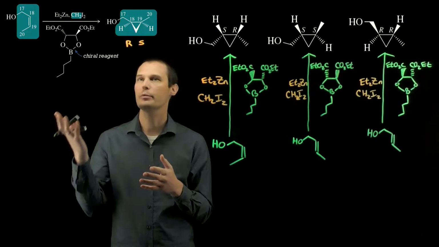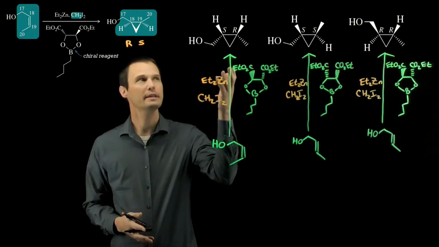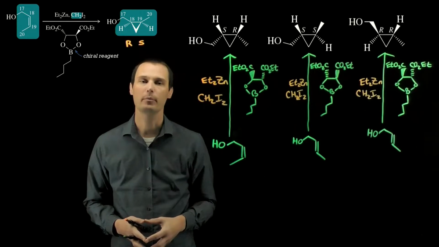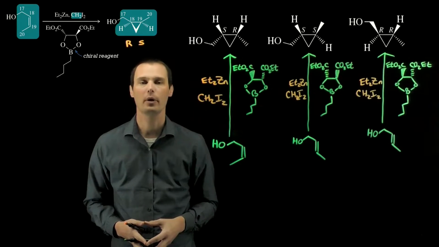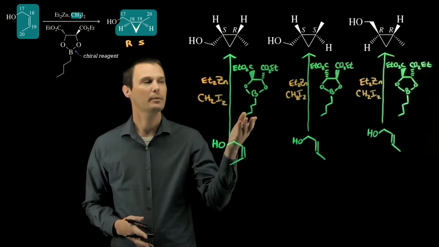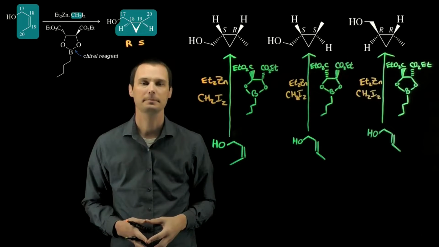If the original cyclopropanation reaction produces the RS version of the product, if I want to produce the SR version, the enantiomer of that product, then I would want to start with the same starting material, but use the enantiomer of the boron-based reagent. The enantiomer of the chiral reagent will produce the enantiomer of the cyclopropane product.